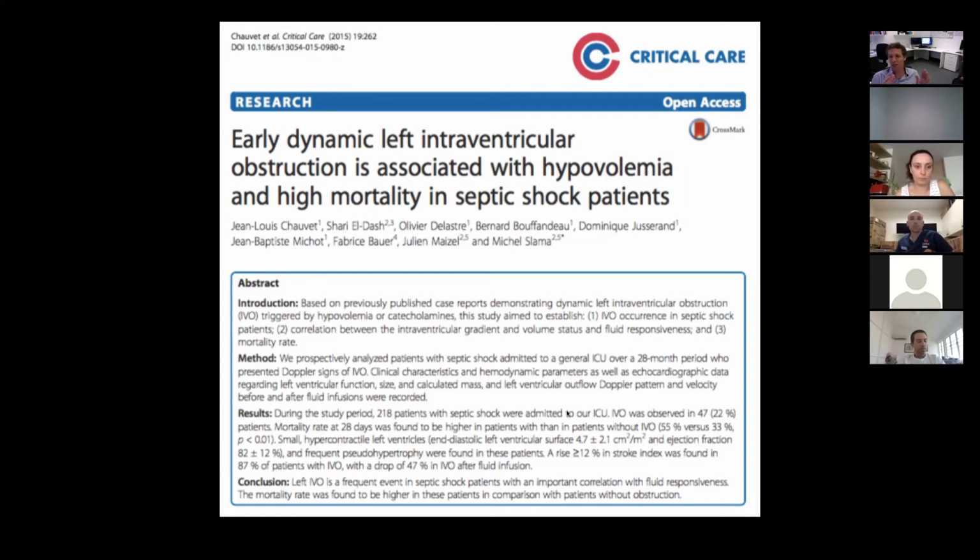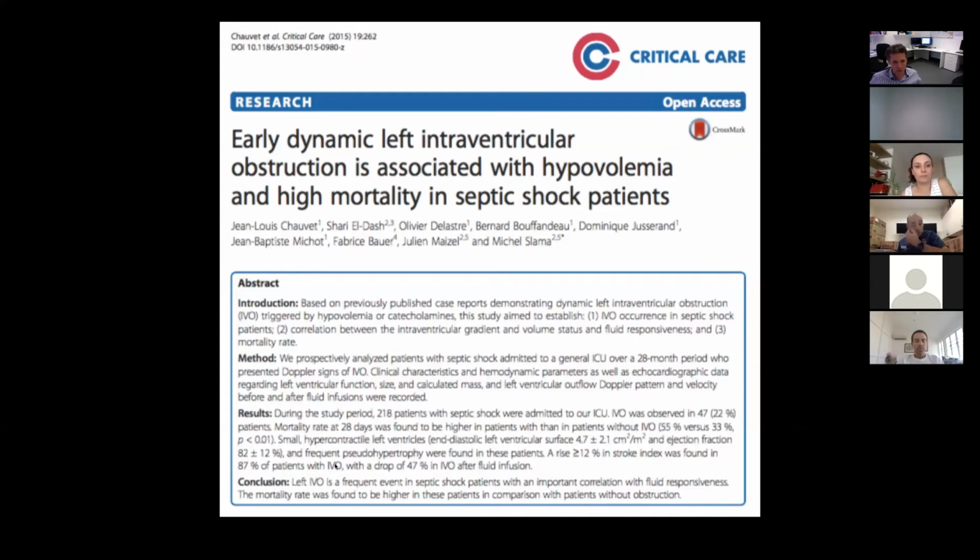And they were using this idea as a possible indication of hypovolemia, so that if you got that late dagger shape, that obstruction, that hyperdynamic circulation is associated with hypovolemia. And they found a pretty impressive difference in mortality between these groups, so not an insignificant patient group. Mortality at 28 days isn't a terrible endpoint. They found small hypercontractile left ventricles, with an ejection fraction of 82, and frequent pseudo-hypertrophy. Pseudo-hypertrophy means the walls look thick in an underfilled left ventricle, so be really careful about calling hypertrophy in an underfilled ventricle.